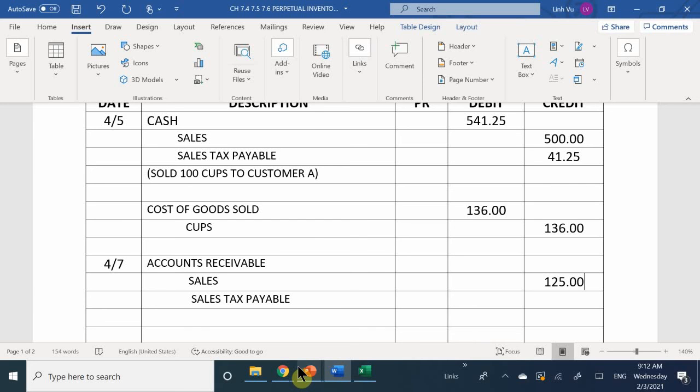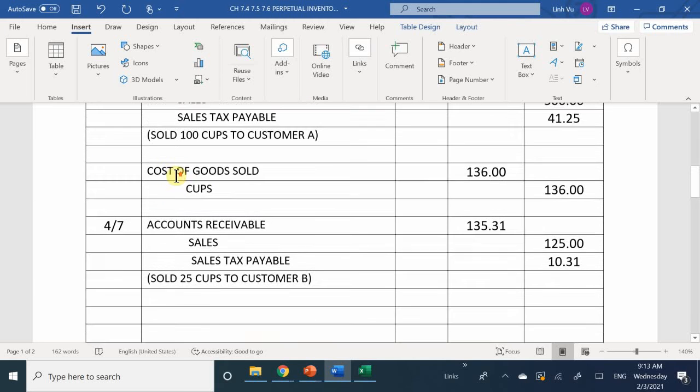So 25 times 5. What was the tax I have to pay on that, or the customer has to pay on that? $10.31. And what is the total money that they owe me? $135.31. And of course, I'm going to make a note here that I sold 25 cups to customer B.